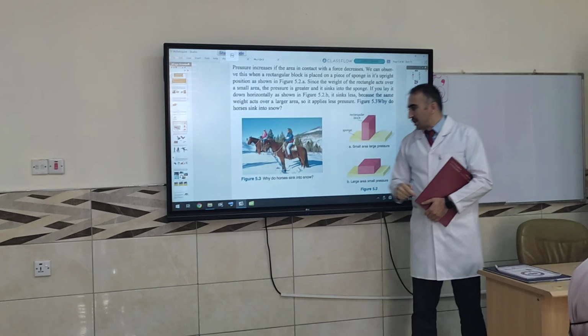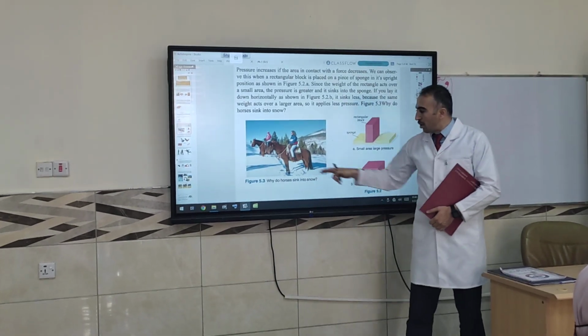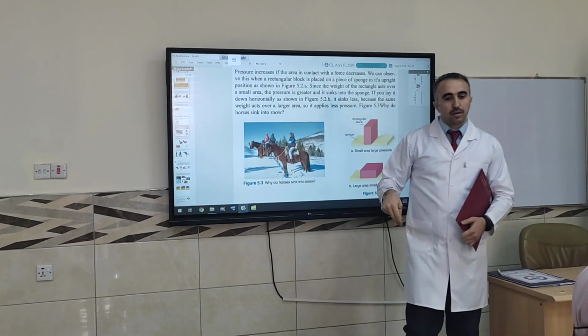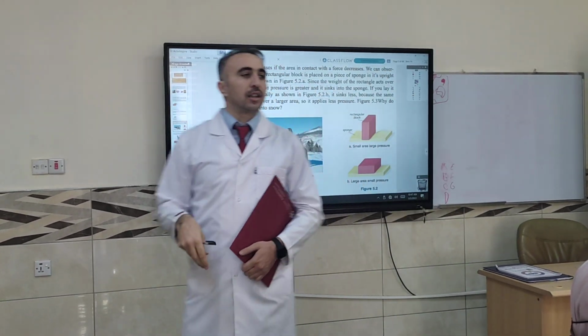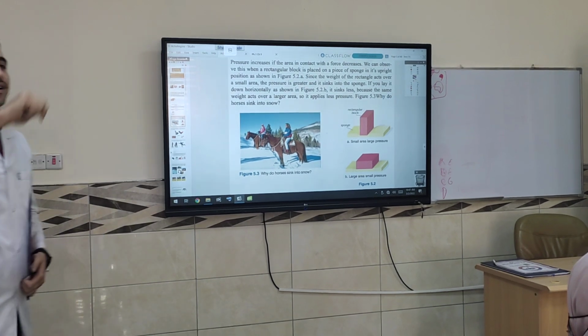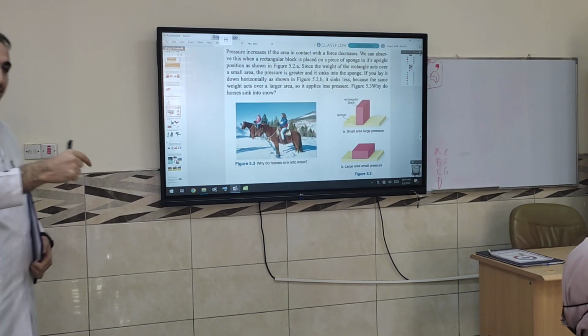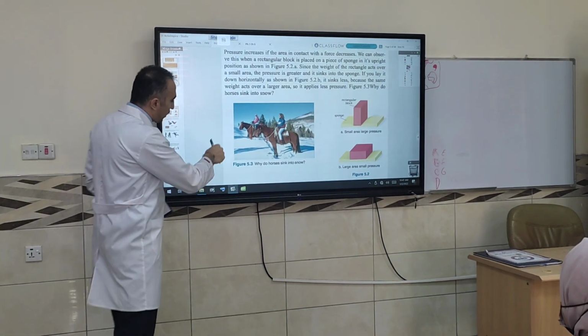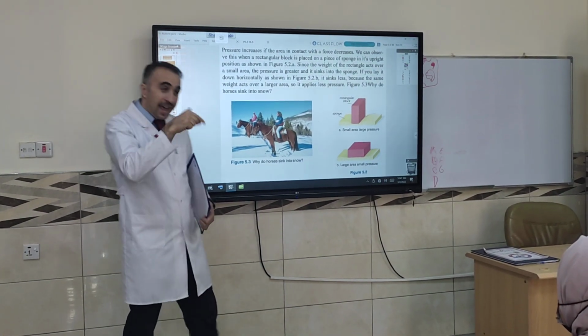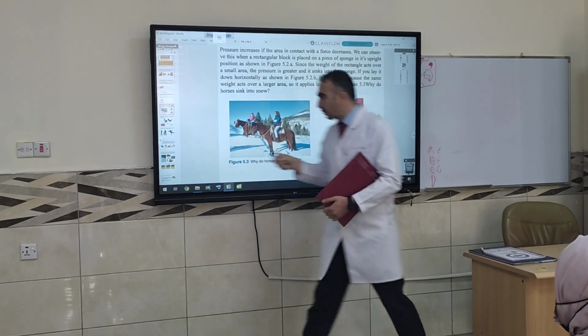Look at the pictures. Why are horses' legs sinking in the snow? Yes, Zehra? Because the feet are so small, and the smaller the area. Yes, feet are so small they sink because the area is small. Right. Well done.